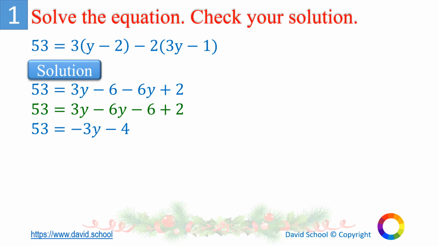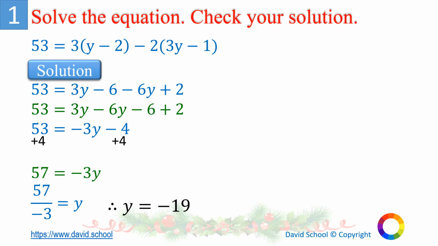Then add 4 on both sides of the equation in order to cancel negative 4. Then we get 57 equals negative 3y, negative 4 plus 4 cancelled. And finally, y equals 57 over negative 3. That is equal to negative 19. To check whether we have done correctly or not, substitute y equals negative 19 in the given equation.